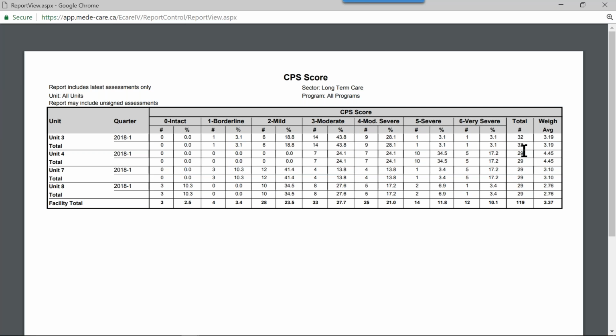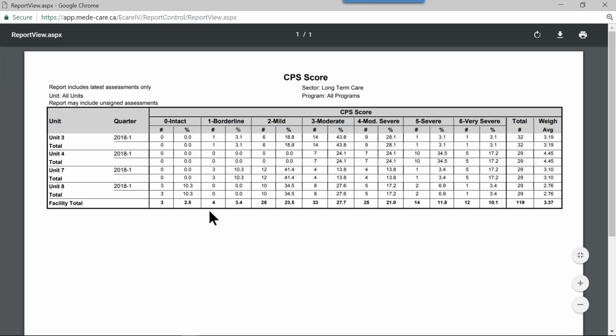This tells us how many people, right? We have a total of 119, if you remember that, and this is the average score. So if you look at the first unit, the average score is a 3 out of 6. The next unit has a 4.5 out of 6, a 3 out of 6, and a 2.8 out of 6. Overall, all 119 people have an average cognitive score of 3.37.